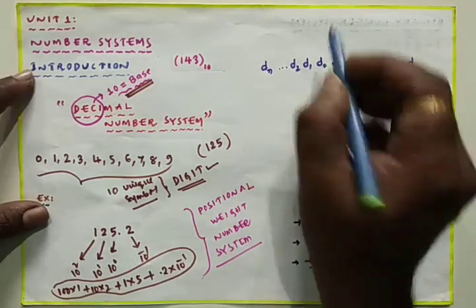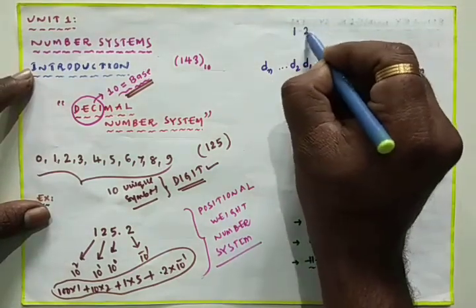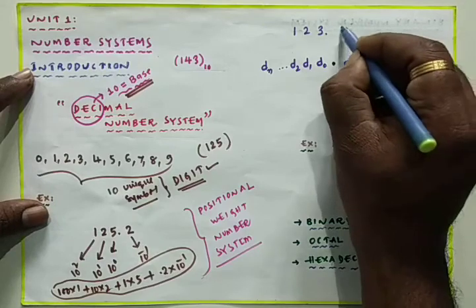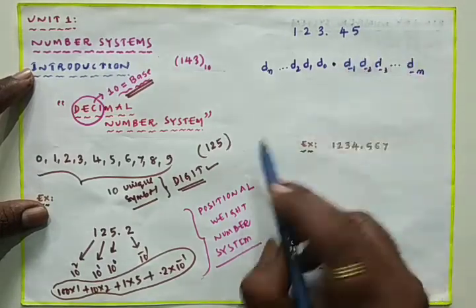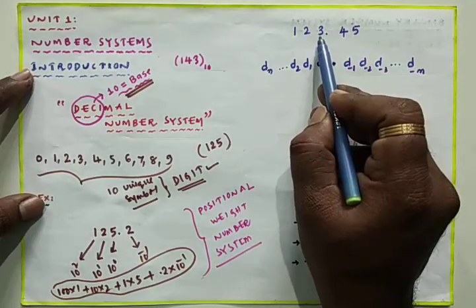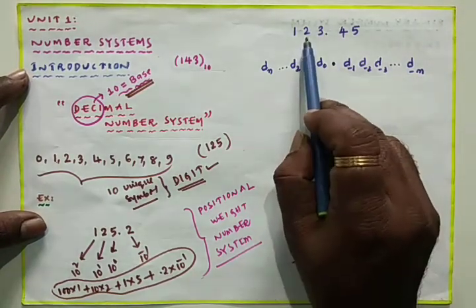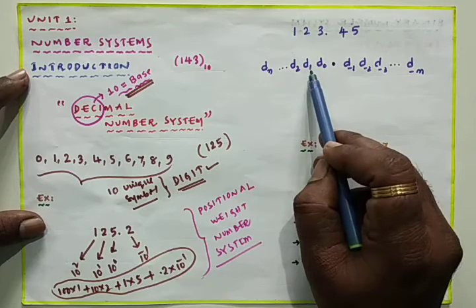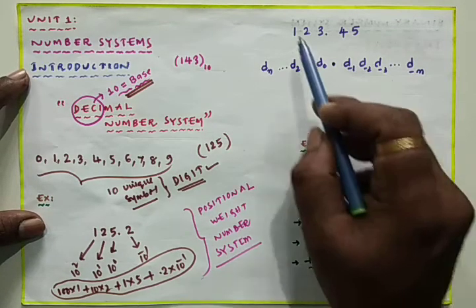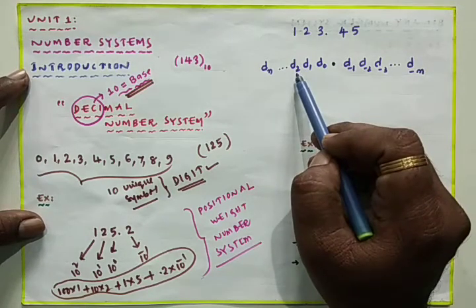The best example for this is 123.45. The 3 has the positional weight of 1, that is 10 power of 0. The 2 has the positional weight of 10 power of 1, that is 10. The 1 has the positional weight of 10 power of 2.